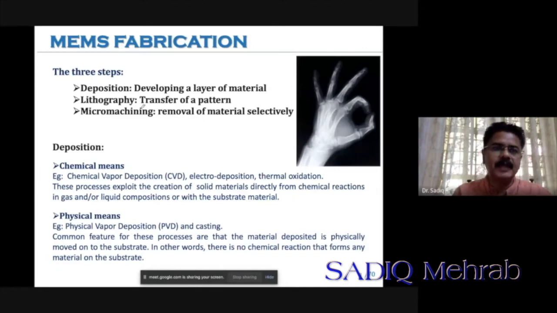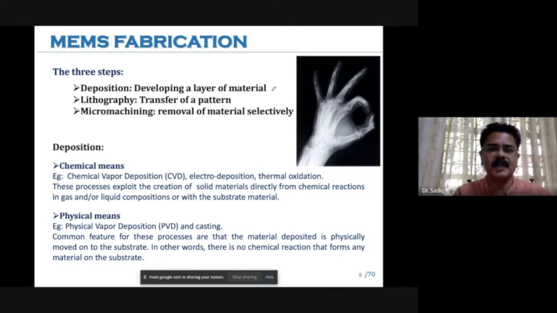In MEMS fabrication also, there are three steps involved, and the three steps will be happening in a sequence. The first step is deposition. That means developing a layer of material on some substrate. Substrate means a base substance. Lithography is the second process, and the meaning is transfer of a pattern.